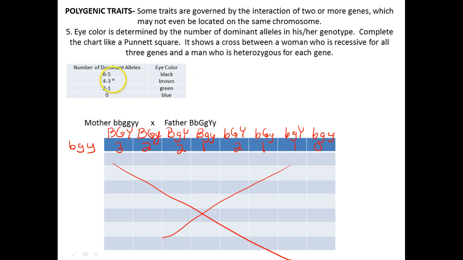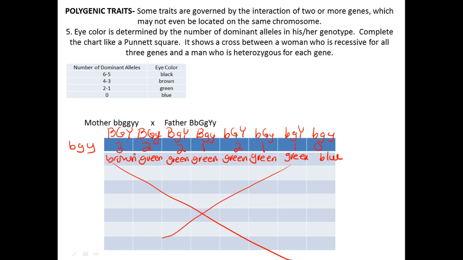So if you look up in this chart, if they have 0 dominant genes, then your eyes are blue. And if it's green, you have at least 1 to 2 dominant genes. So this individual is going to have green eyes, green, green, green, green, and this individual will have brown eyes.